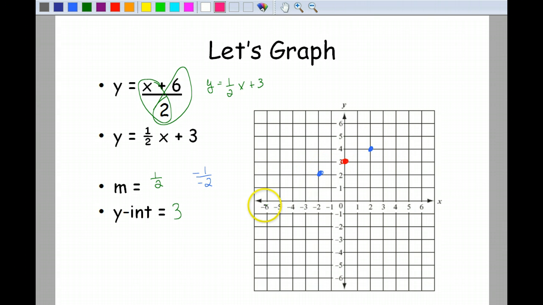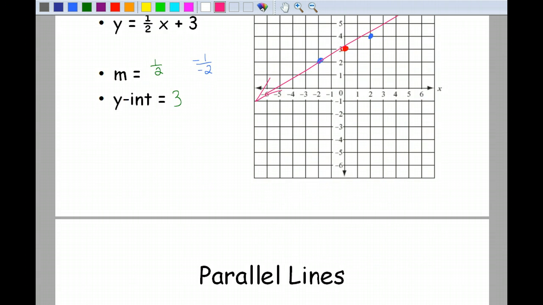Now I can get my straight edge and graph, and that's it. What's my slope? Positive or negative? Positive. I can look at it and tell if it's positive or negative.